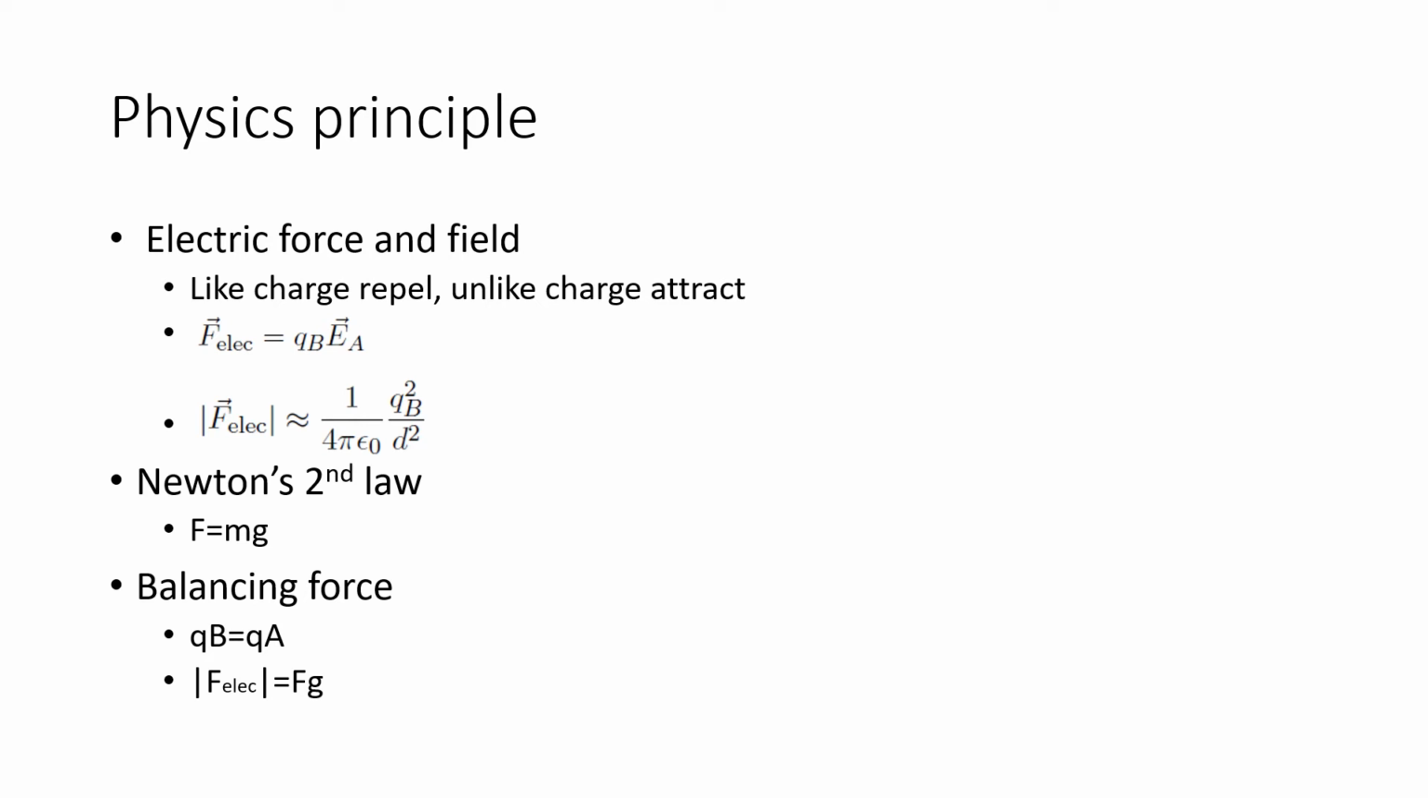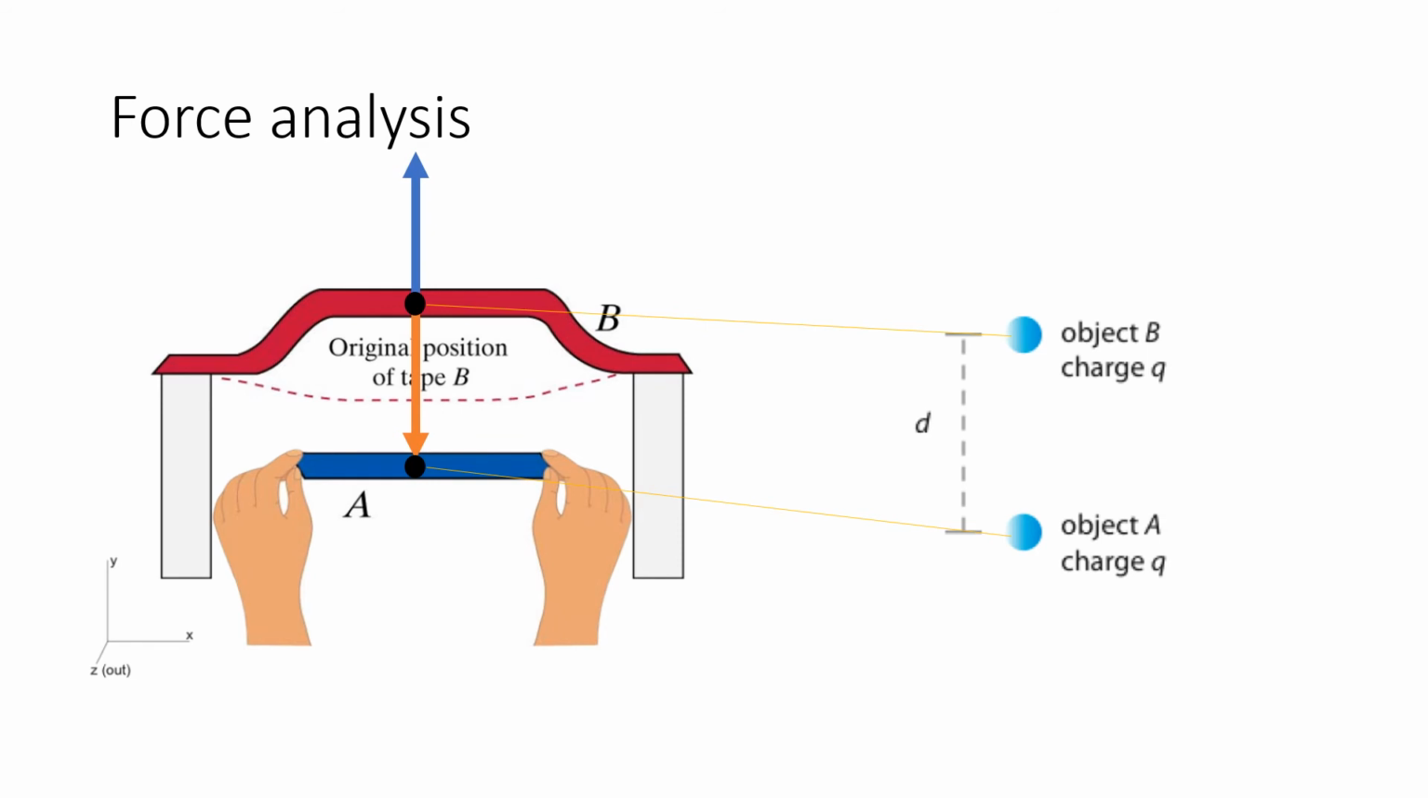And then we'll use Newton's second law, which is F equals mg, to calculate the gravitational force. So we'll get the mass of the clear tape, and then multiply it by the gravitational acceleration, which is 9.8, and then we'll use the balancing force category. So QB equals QA, and the magnitude of the electric force is equal to the magnitude of the gravitational force. So this is a simple force analysis.